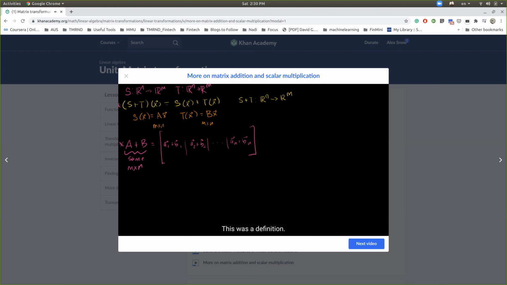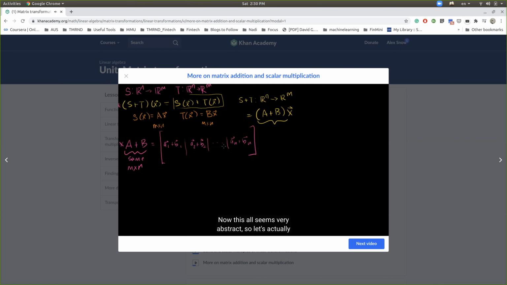This was a definition. And the whole reason why we made this definition is because if you defined matrix addition in this way, then this thing, when you replace it with AX plus BX, you get that this thing over here is equal to the corresponding matrices by this definition, A plus B times X. This was the motivation to get to a nice expression like this for defining matrix addition in this way.